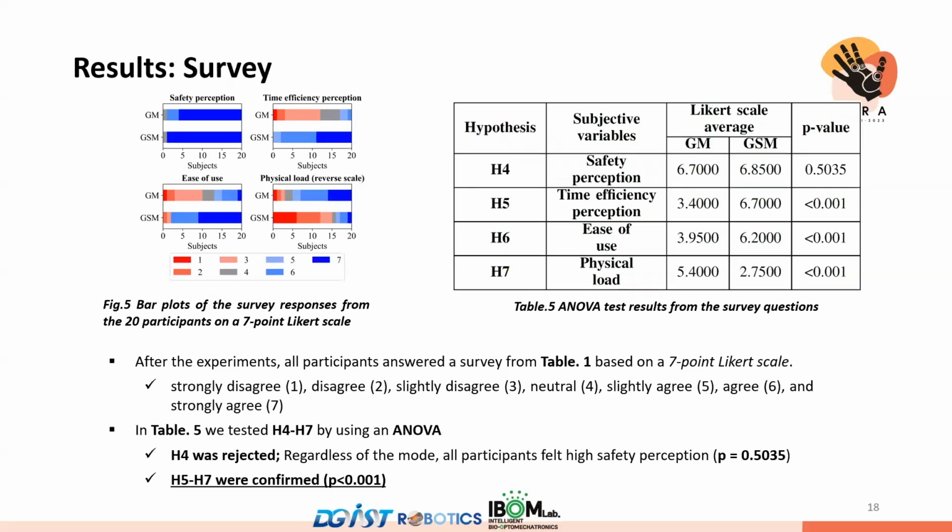Figure 5 shows each participant's responses to the survey on a 7-point Likert scale based on the performance of the methods GM and GSM. One ANOVA test suggested that hypothesis 4 was rejected and hypotheses 5 to 7 were confirmed.